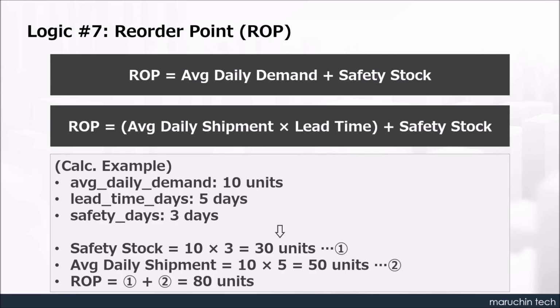For example, assuming average daily shipment is 10, procurement lead time is 5 days, and the safety days is 3 days. The safety stock is 30 units. The consumption during lead time is 50 units. Therefore, the reorder point is 80 units. We need to place an order when the stock drops below 80.